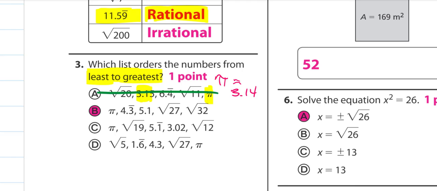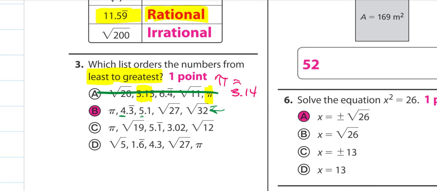If I take a look at B, which right now you know it's the answer, but when you're taking the test, you'll take a look at B and you see, okay, pi is 3.14. Then this next value begins with a 4. This one begins with a 5. This will be one that we would come back to and then verify that the square root of 27 and the square root of 32, which they are, would be in order.